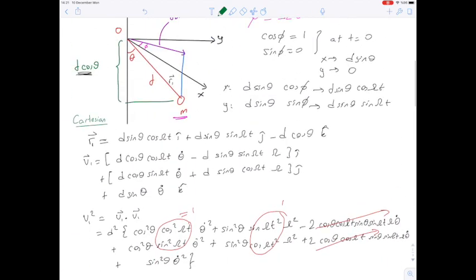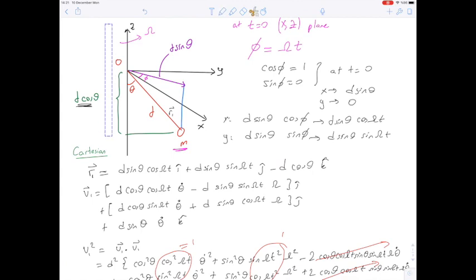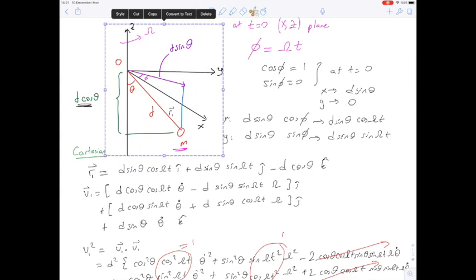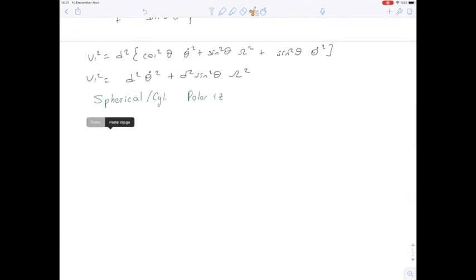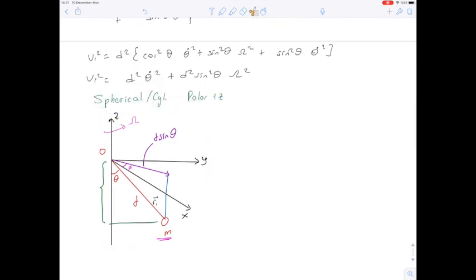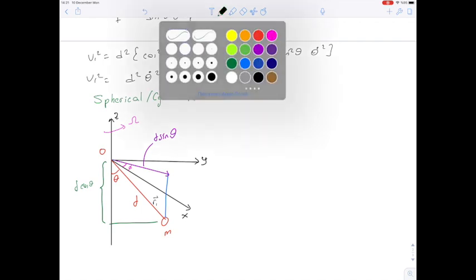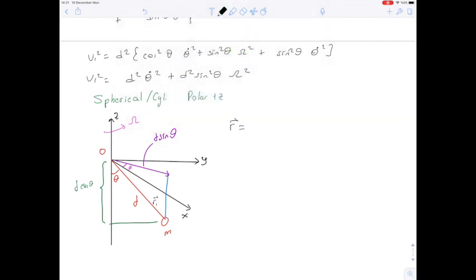So this is the same. Let me take the same picture that I used for the Cartesian. Okay, so copy this and paste it here. So this is still the cosine theta and this is the sine theta, but instead of writing it in the Cartesian, let me write the position vector in polar coordinates for the xy.